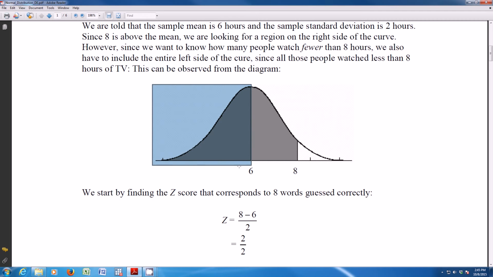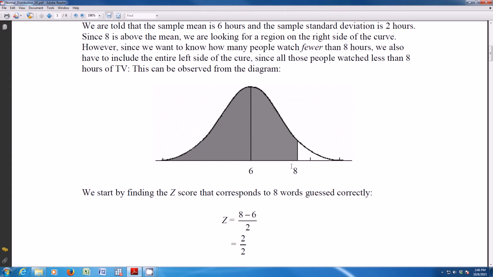So what we're going to do is separately calculate this area and then the area between 8 and 6. The areas together will be the entire area that we're looking for. That's the answer to this question. So we're going to look at this area and this area separately, add them together, and the answer to the question will be that area.